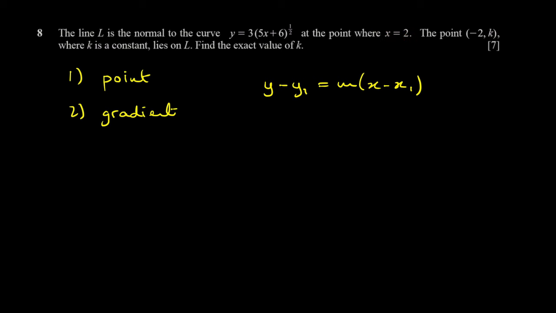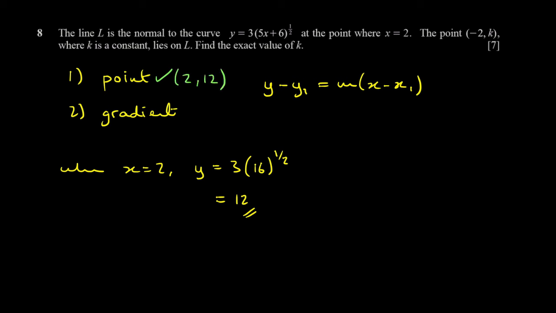So how do we get the y coordinate? We just substitute into here. So that's what I'm going to do. When x is equal to 2, y is equal to 3 times (5 times 2, which is 10, plus 6, is 16) to the power of a half. What does the power of a half mean? It means the square root. So 16 square rooted is 4, times 3 is 12. So our coordinate point is (2, 12). All right, so that's all right.